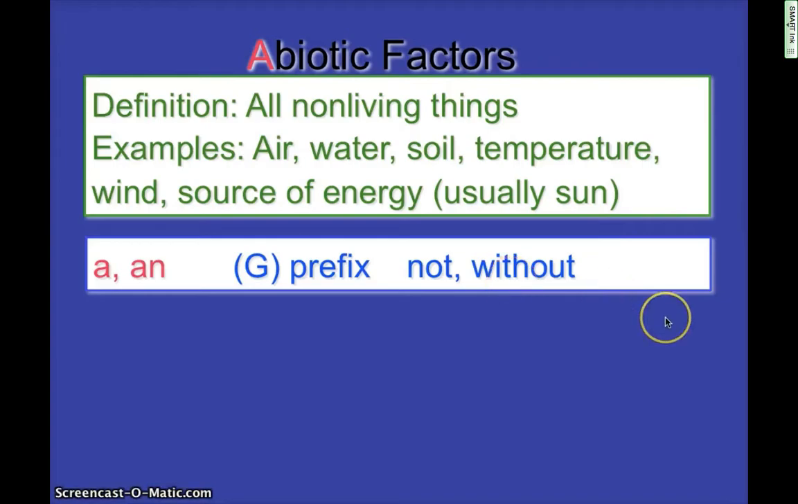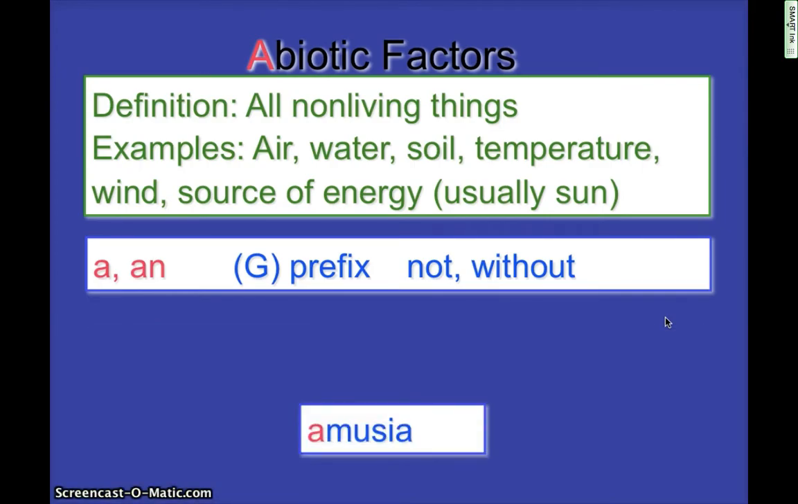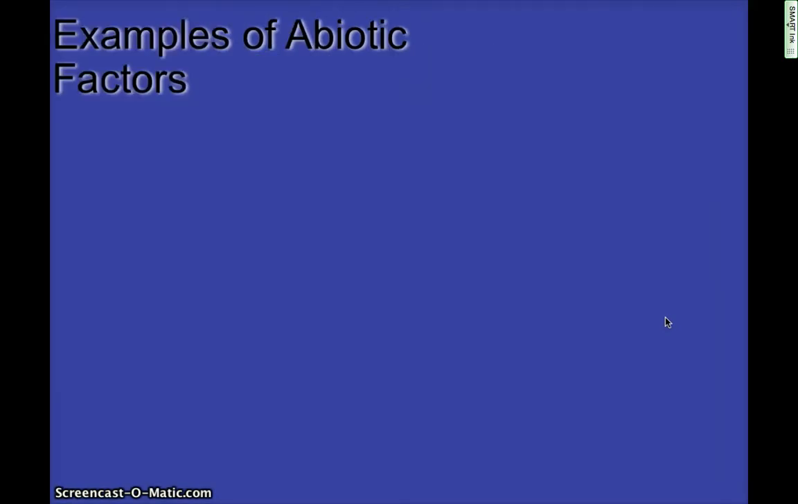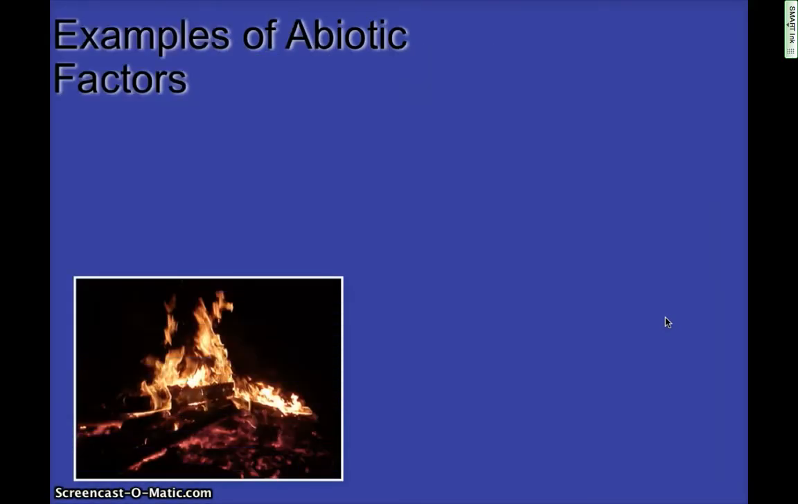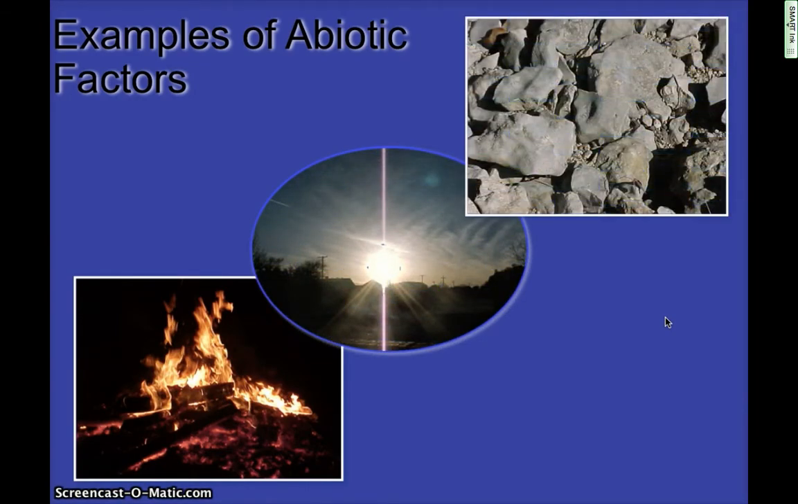So anytime you see an a as a prefix for a word, many times, it means without whatever the word after it is. Some examples are atoxic, amoral, abiotic, amusia, to give a few. Examples of abiotic factors: fire, light, rocks.